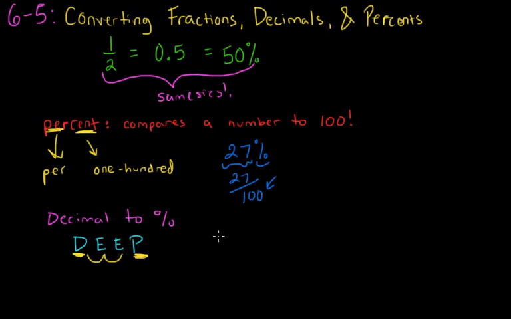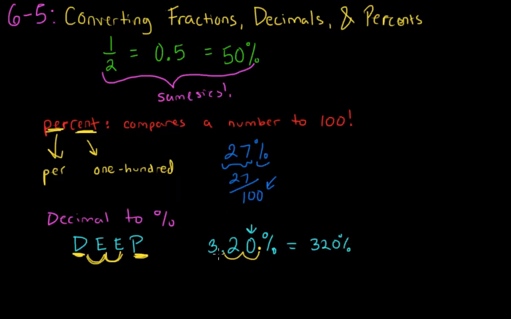Here's an example. Let's say I have 3 2/10, 3.2, and I want to change that to a percent. So all I need to do is going from D to P, I move it 2 times to the right. So here's my decimal, and 1, 2 is going to go right here. This empty space is going to have a 0 filled in right here, and then we add our percent sign. So 3.2, or 3 2/10, turns into 320%.